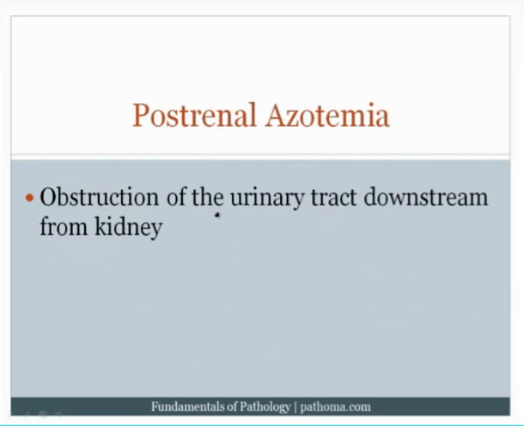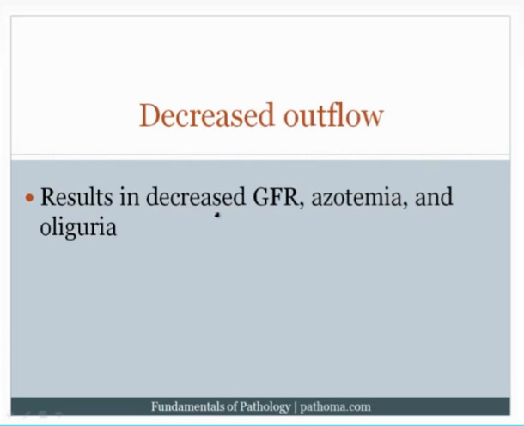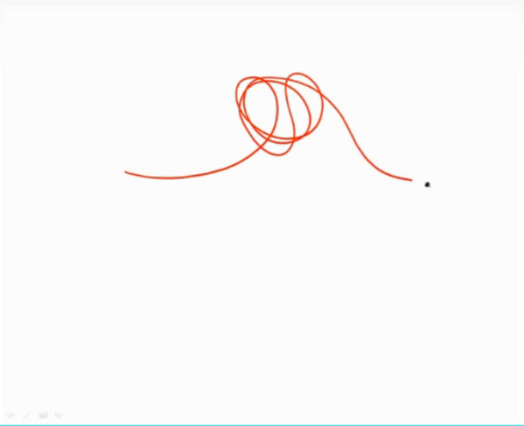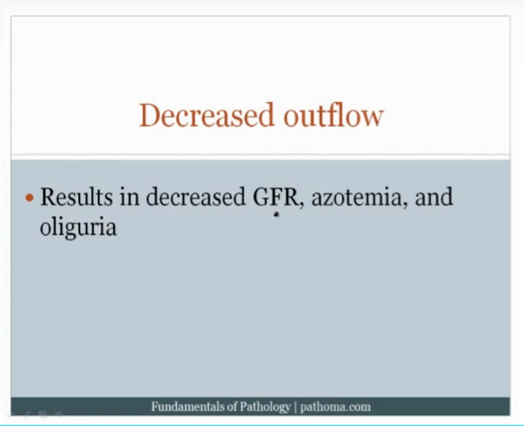In post-renal azotemia, you have obstruction of the urinary tract downstream from the kidney. This decreased outflow results in a back pressure, which then decreases the GFR. We can illustrate this as follows. If this is the glomerulus here, and this is the tubule draining the glomerulus, if there is a back pressure going this way, and there is a glomerular pressure going this way, this back pressure will decrease the glomerular pressure so that you won't be able to filter as much. And so again, decreased outflow and the back pressure will result in a decreased GFR. If there's a decreased GFR, we'll also develop azotemia, because nitrogenous waste products will build up in the blood, and we'll also develop oliguria because we won't be producing as much urine.